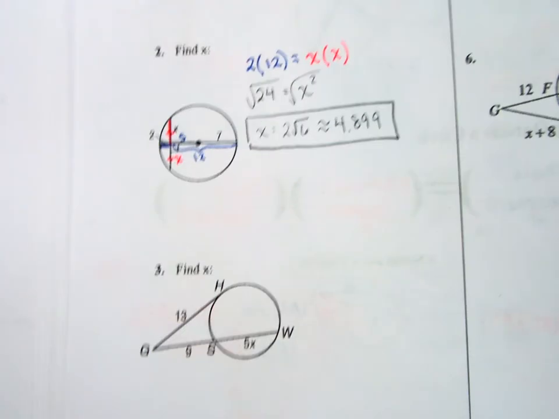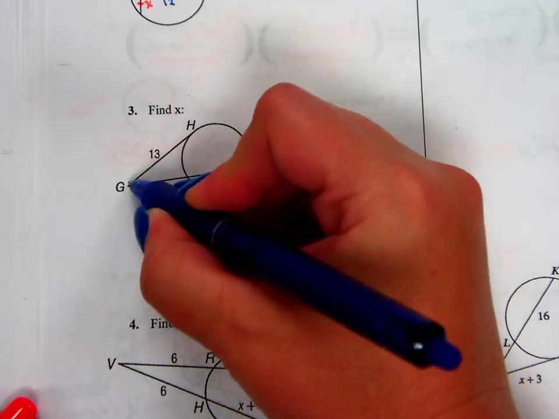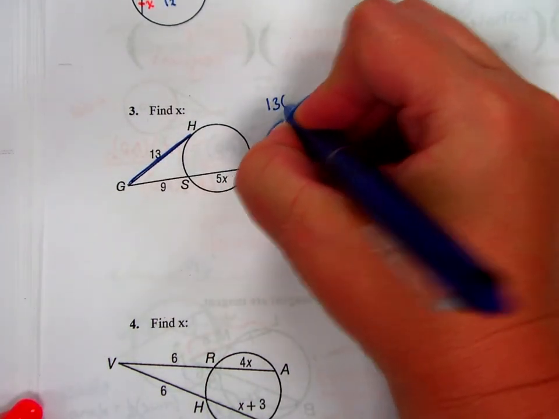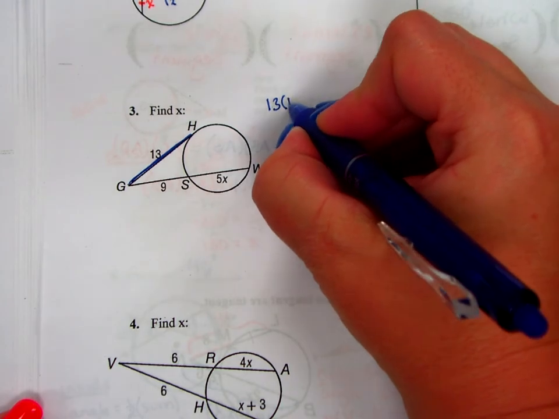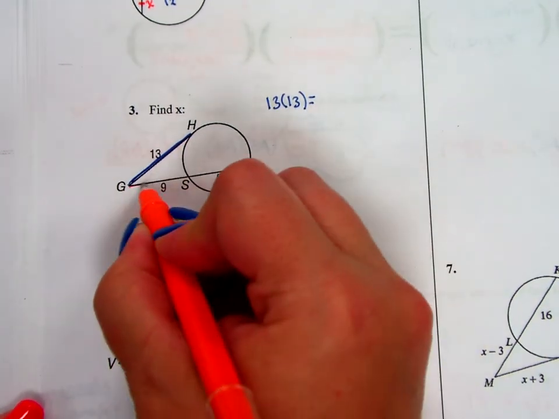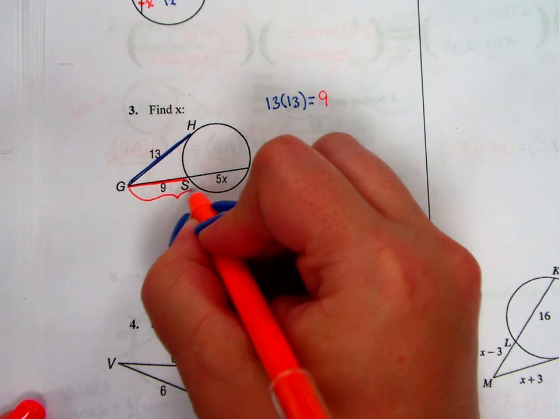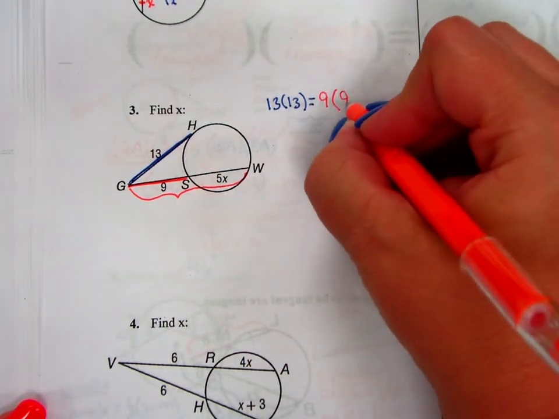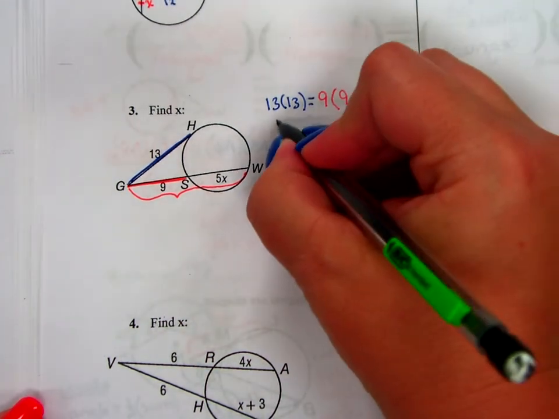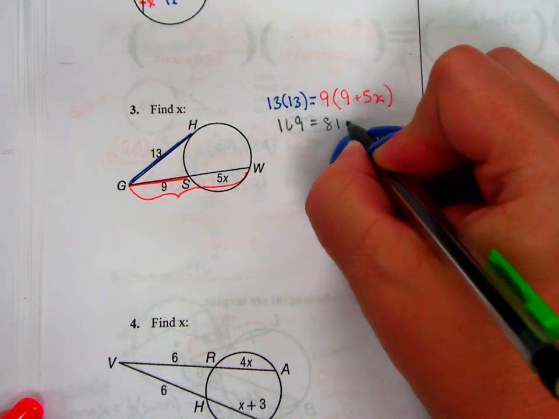All right, number 3. External times whole equals external times whole. So if I look at this one, what's the external? 13. What's the whole? 13. Equals, then on the other one, what's the external? 9. What's the whole? 9 plus 5x. So when I multiply, I'm going to square the 13, and I'm going to distribute the 9.